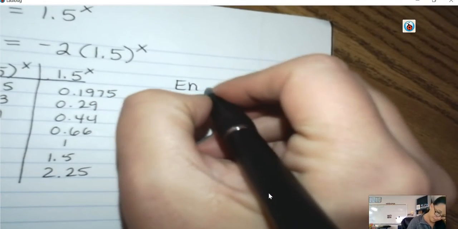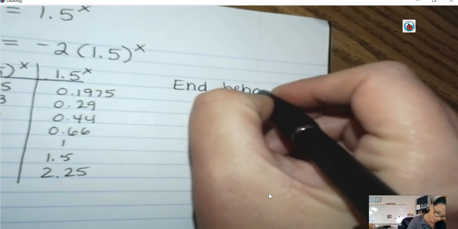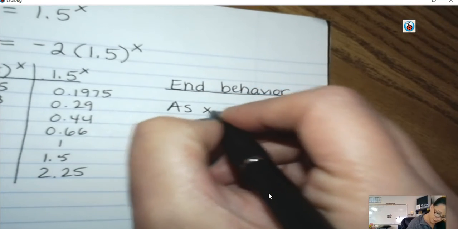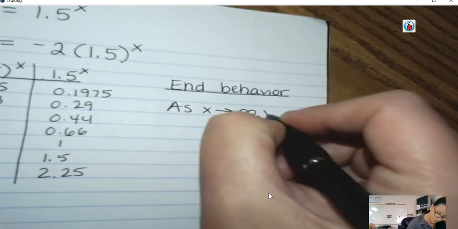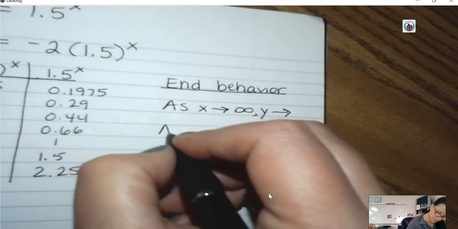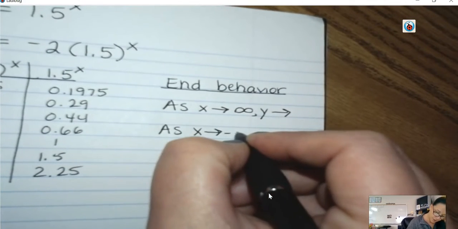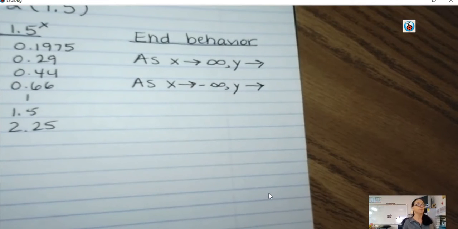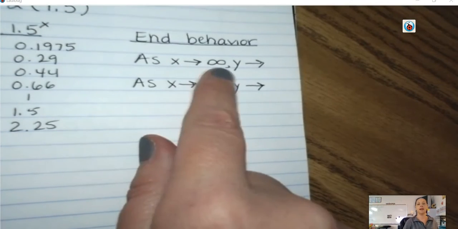End behavior. As x approaches infinity, y approaches something. As x approaches -infinity, y approaches something. Okay, see if you can finish the end behavior by yourself. X's get bigger.